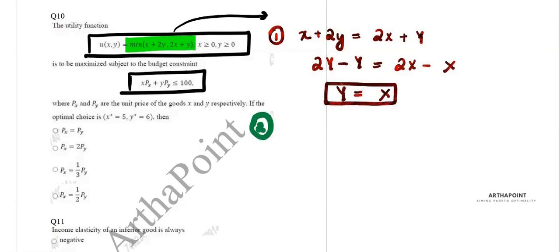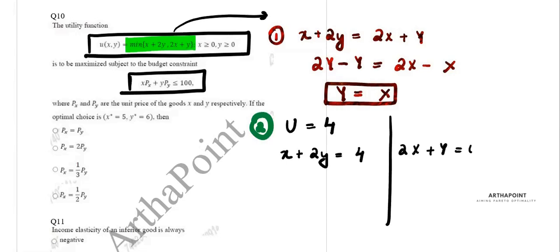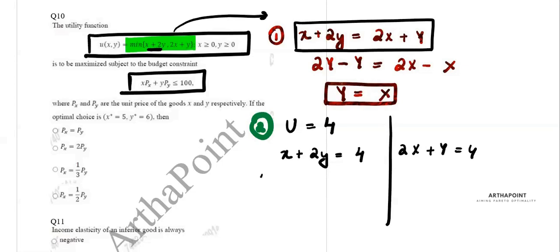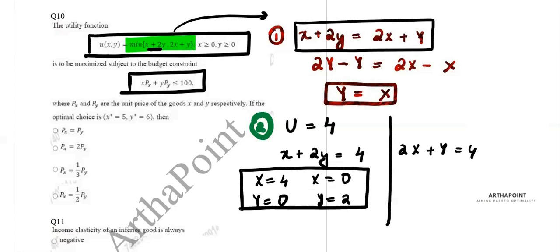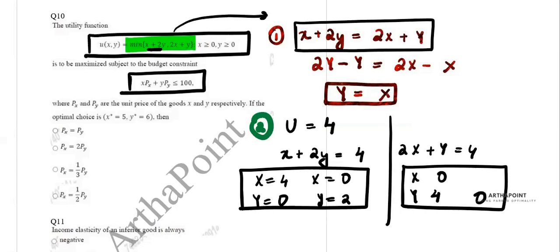Step 2, you will always go ahead and consider a certain level of utility. So suppose we take utility at 4. What will you do? You will say let x plus 2y be 4 and 2x plus y also be 4, because they have to be equal, right? When x plus 2y is 4, either x is 4, y is 0, or y is 2, x is 0. When 2x plus y is 4, when x is 0, y is 4. When y is 0, x is 2.